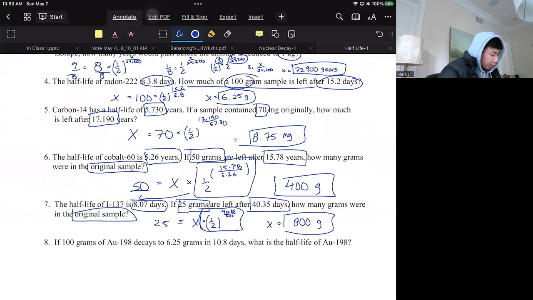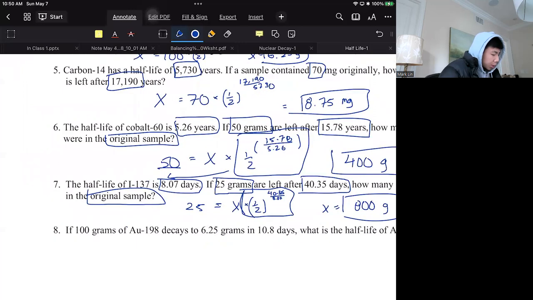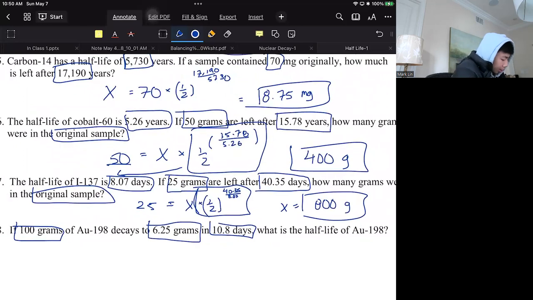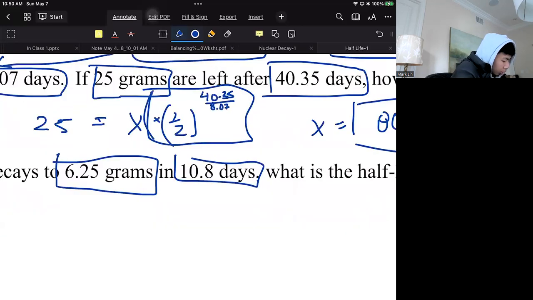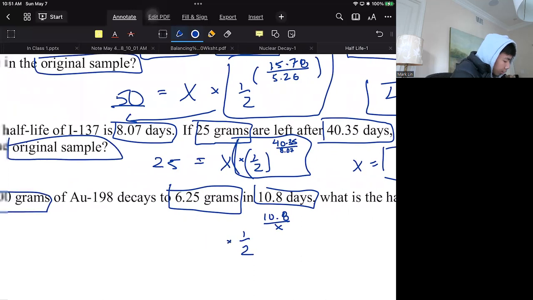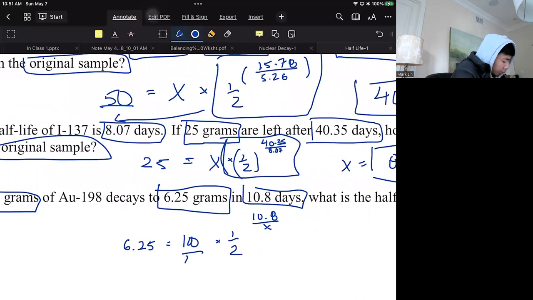All right, so number 8. 100 grams of Au-198 decays, so this is your initial, into 6.25 grams in 10.8 days. That's our final, and this is our time elapsed. What is the half-life of Au-198? So we need to find our half-life. Time elapsed is 10.8 days over x, because that's our half-life. We don't know that. 1/2. Our initial is 100 grams, and then our final is 6.25, right? Divide both sides by 100.